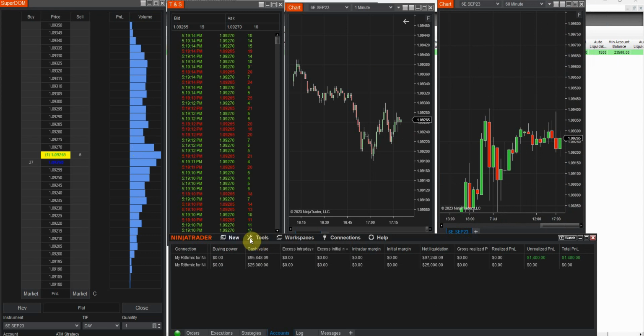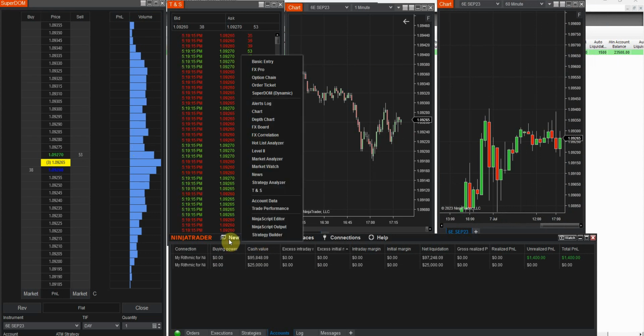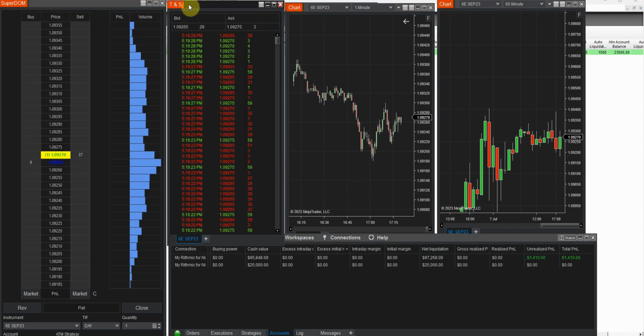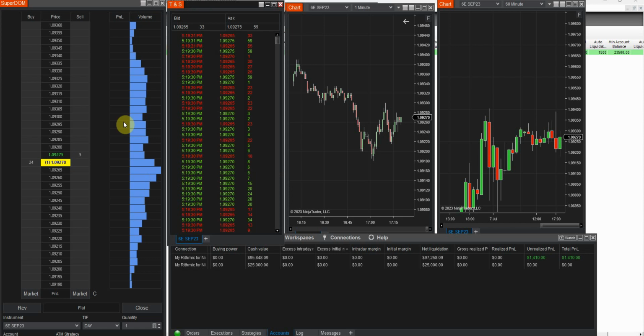So if, for example, we go new, time and sales is here, and then what you can do is right click in the space and then go instruments. You'll have a range of instruments to choose from. This one doesn't have an easy way to pick your instrument and change settings, that kind of thing, because time and sales, it is what it is. It's just the data coming through as it happens in the market.